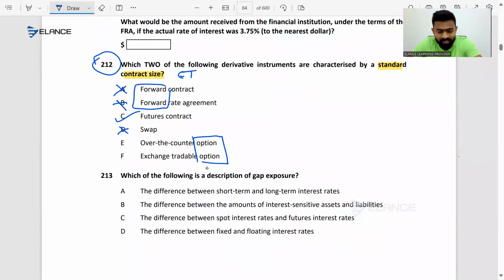Over the counter and exchange traded, right? Only the exchange traded contracts are standardized. So the answer is C and F.